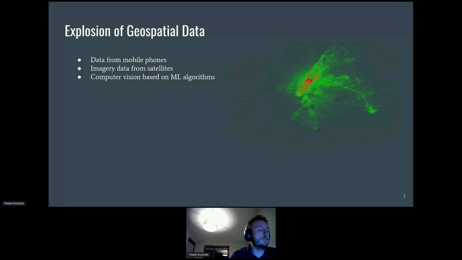A brief introduction. Nowadays, the amount of geospatial data grows tremendously. We use machine learning algorithms to gather data about locations from satellite or aerial images. We also collect data from mobile phones and IoT devices. Also, the OpenStreetMap project provides us with reliable data about features such as buildings, roads, railways, and others. Many companies also build their own products based on geospatial data.